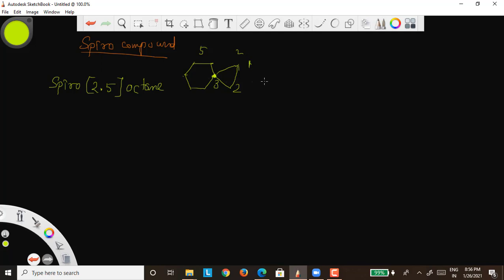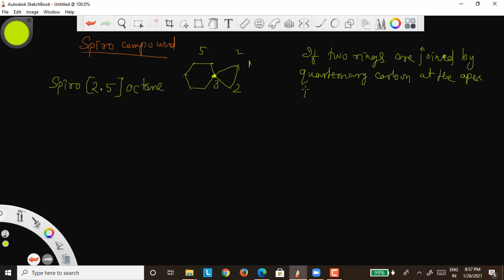So what is spiro compound? Let us write: if two rings are joined by a quaternary carbon at the apex, it is known as spiro compound.